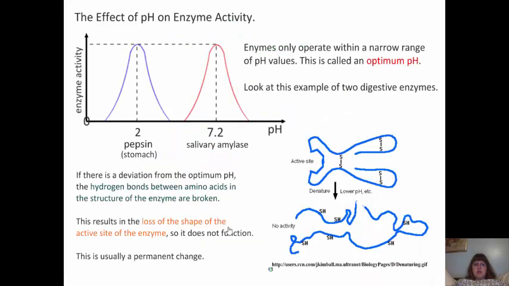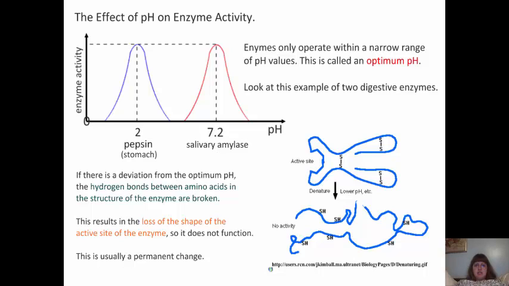When we're looking at pH and enzyme activity, there's also an optimal pH. Enzymes only operate within a very narrow range of pH values. If we look at these two digestive enzymes, we have pepsin, which is found in our stomach, so it works at a very low pH. And then we have salivary amylase in your mouth, which has a much more neutral pH.